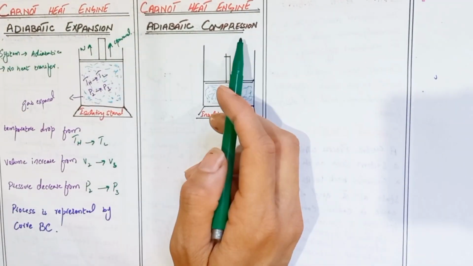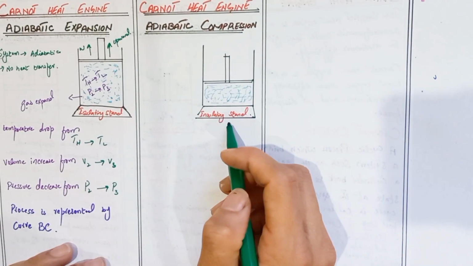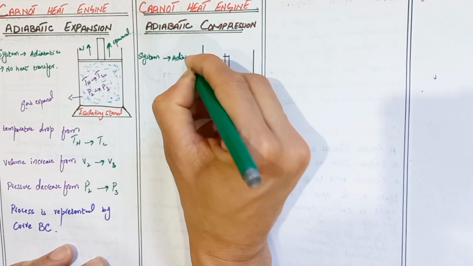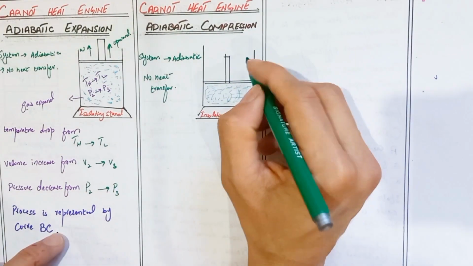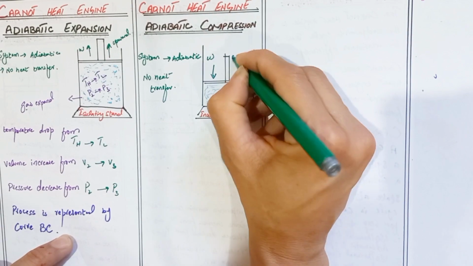In the last of the four processes, adiabatic compression, we remove the energy sink. Now we place the insulating stand. When we place the insulating stand, the system becomes adiabatic. The system is adiabatic, so there is no heat transfer. When no heat is transferred, work is done on the system, so the piston is moved downward.